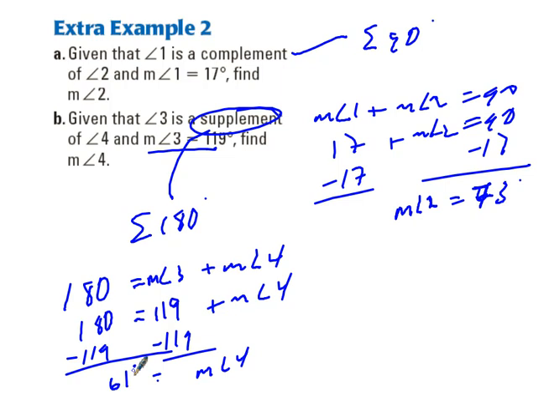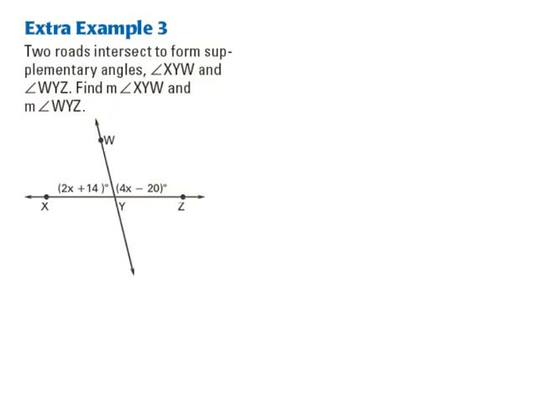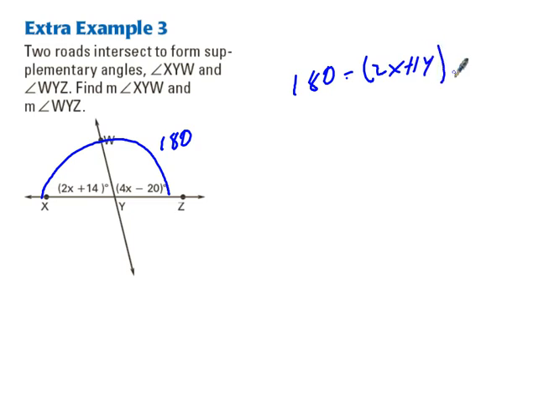And we'll go ahead and look at one more problem here. Two roads intersect and are supplementary angles. That means these two roads intersecting form a linear pair and sum to 180. So we can say 180 is equal to the first angle, which is 2x plus 14, plus the second angle, which is 4x minus 20. And you can go ahead and solve that now and put that into question number 1.